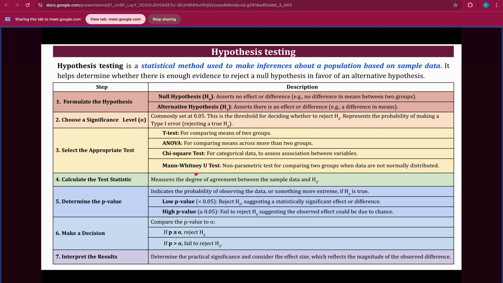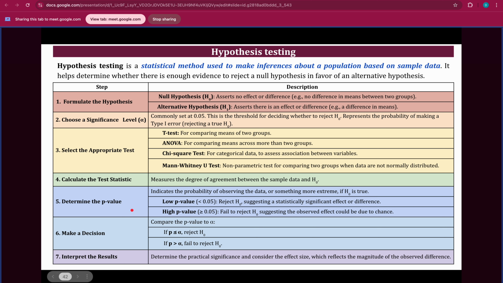Now the fourth thing which you do is you calculate the test statistic, where you measure the degree of agreement between the sample data and H naught. In this you try to figure out whether your H naught and H1 hypotheses, which of these your test corresponds to.